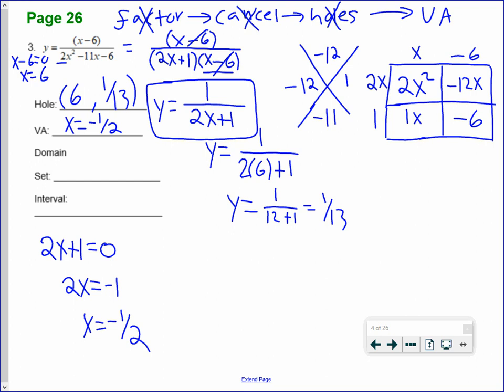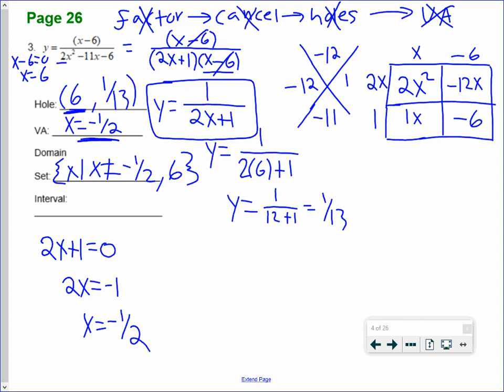So we figured out our holes, we figured out our vertical asymptotes, so we're done with that as well. All that's left is to put in our domain. Our domain, remember, is going to be every single real x value other than the x value of the hole and our vertical asymptotes. So in this case, our set notation will be every value of x such that x does not equal negative 1/2, our vertical asymptote, and the x value of our hole, which is 6. Okay? So our set notation is every value of x such that x does not equal negative 1/2, which is our vertical asymptote, and 6, which is the x of the hole.